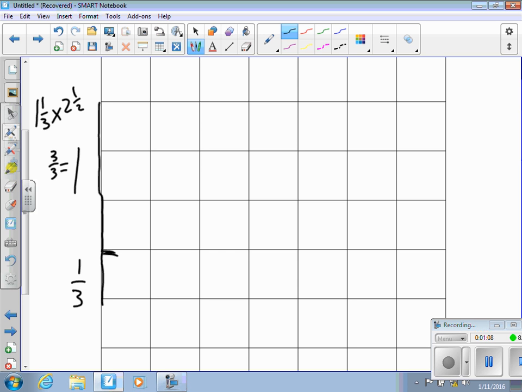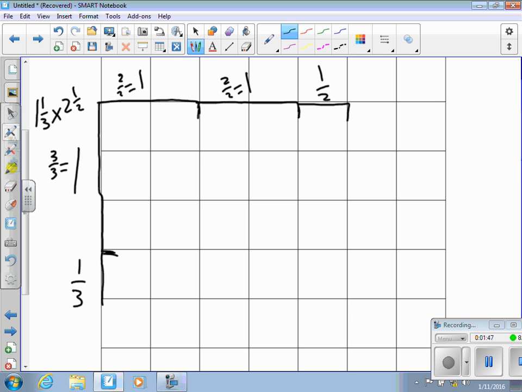Our second factor is 2 1/2. We notice our denominator is 2. So for each of our wholes, we have to partition 2. So we have 2 1/2. So for our first whole, we have 1, 2. So there's our first whole. And for our second whole, 1, 2. That's our second whole. And then we have a half. So we have 2 over 2 for 1 whole. 2, 1 whole. And then we have our 1/2.